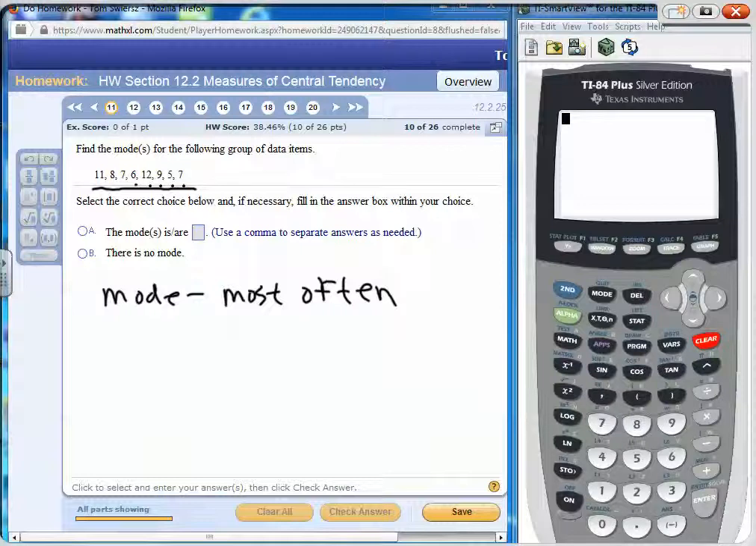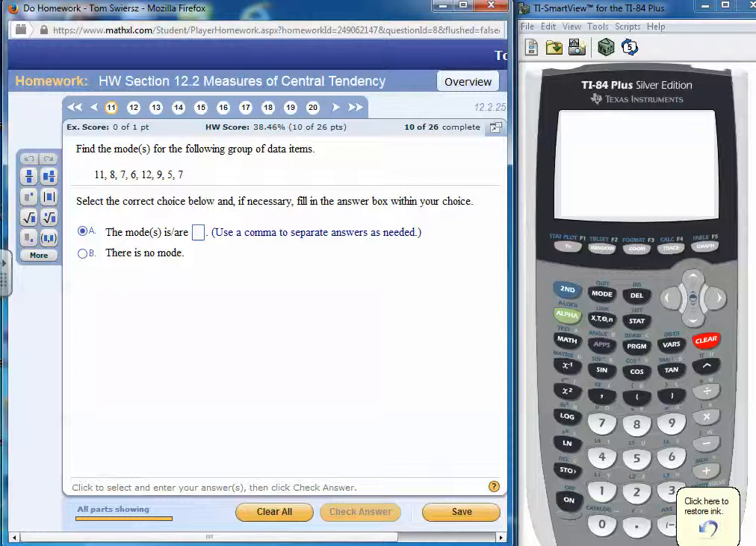Notice, if you look at these, the 7 occurs twice. Everything else only occurs once. So the 7 occurs twice. That is the one that occurs most often, because it's the only one that occurs twice, so the mode is 7. Now again, we don't need to use the calculator on this because you can simply inspect it and do it by pencil and paper. There's nothing really arithmetic to do.